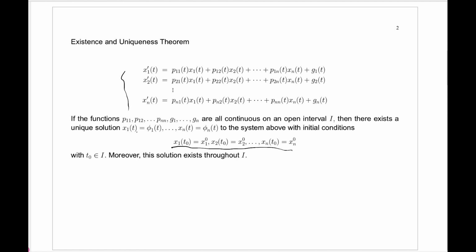And what does that mean? A unique solution would mean telling me x1 of t, x2 of t, x3 of t, all the way up through xn of t. So one unique solution means a solution function for every one of the functions x1 through xn. There'll be a unique solution which meets the initial condition and satisfies the system of differential equations.